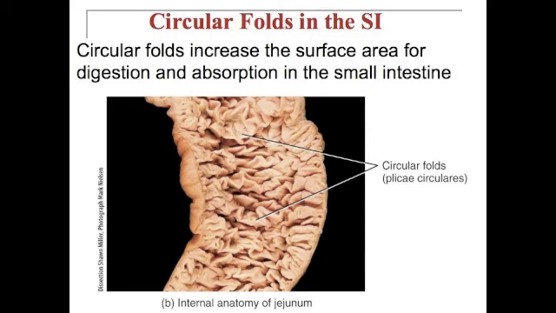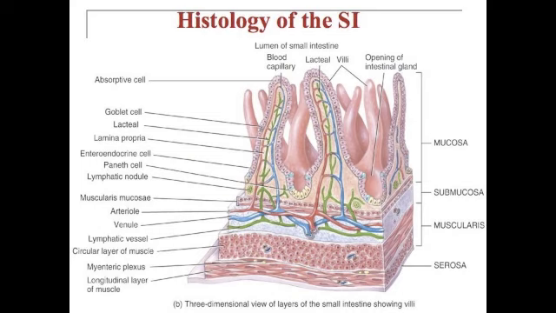So moving on to the histology of the small intestine, this cadaveric image is on figure 24.20 on page 972. And this shows the circular folds that help to increase the surface area for digestion and absorption in the small intestine. And this is more specifically looking at the jejunum. Moving on to the next slide, same figure, same page.